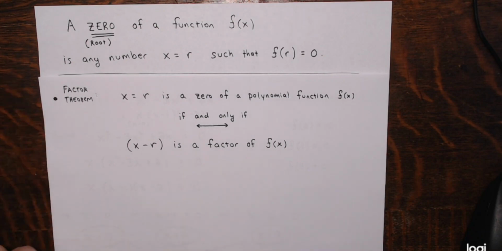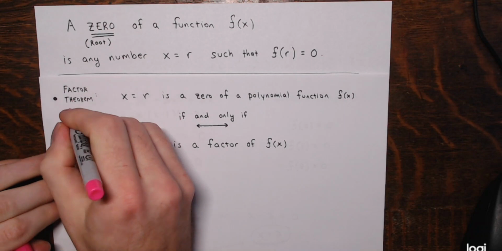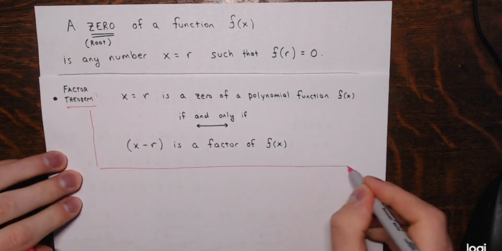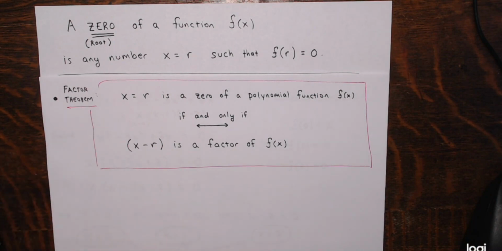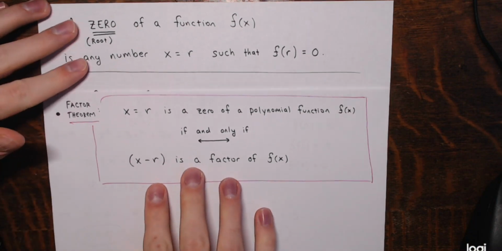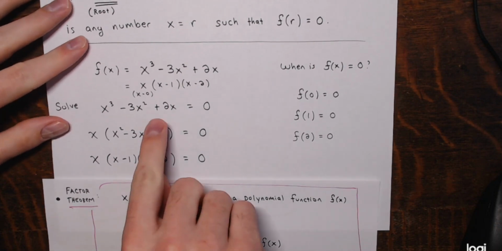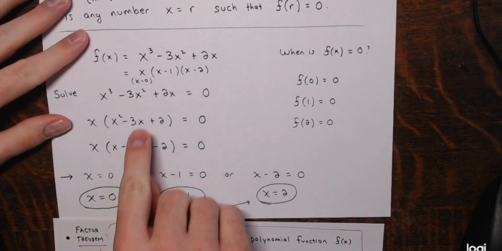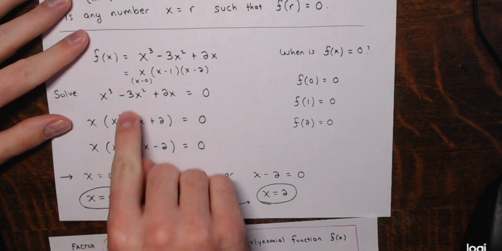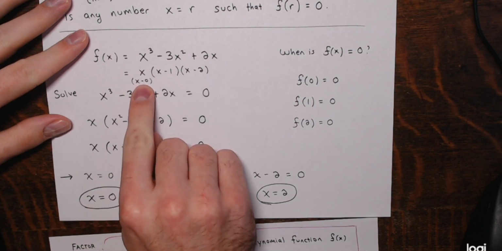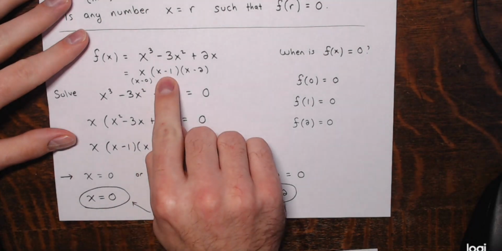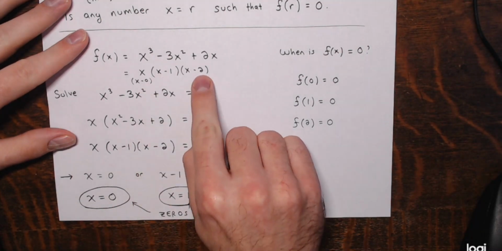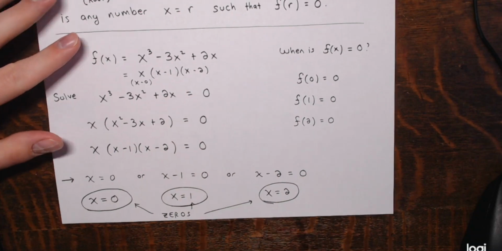And like I said, you probably could have already guessed that based on just that first example. I'll put this in a nice box here. That's important to remember. X equals 0 is a 0, and we see x minus 0 was a factor, and vice versa. If you see that x minus 0 is a factor, then you know that 0 is a 0. You see x minus 1 is a factor, so you know 1 is a 0. You see x minus 2 is a factor, so you know that 2 is a 0.